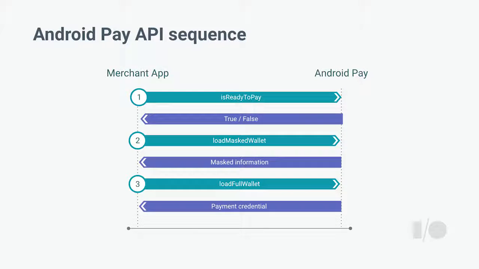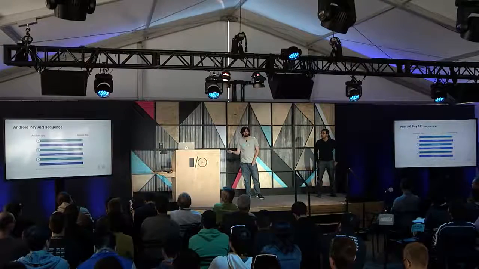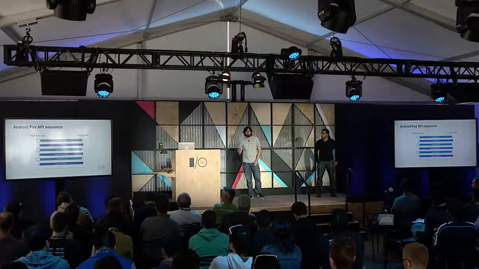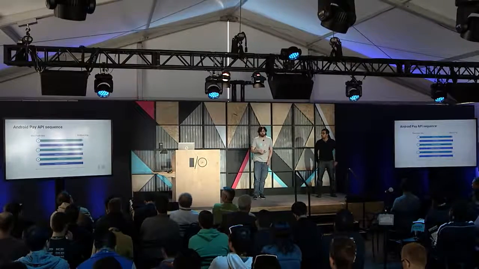Now, once you have shown the Android Pay option and the user has clicked, the next step is to call the loadMaskedWallet API, which will prompt the user for their card and the shipping address they want to use, and at the end, we'll return you some masked information. The reason we call this masked information is that it doesn't contain the full payment credential, so you can't charge the user at that point, but you have enough information to render a review order screen. You'll have something for the card, like Visa 1234, and you would also have the shipping address, so you can adjust the cart with sales tax or provide the user with different shipping options depending on where they live, and so forth.